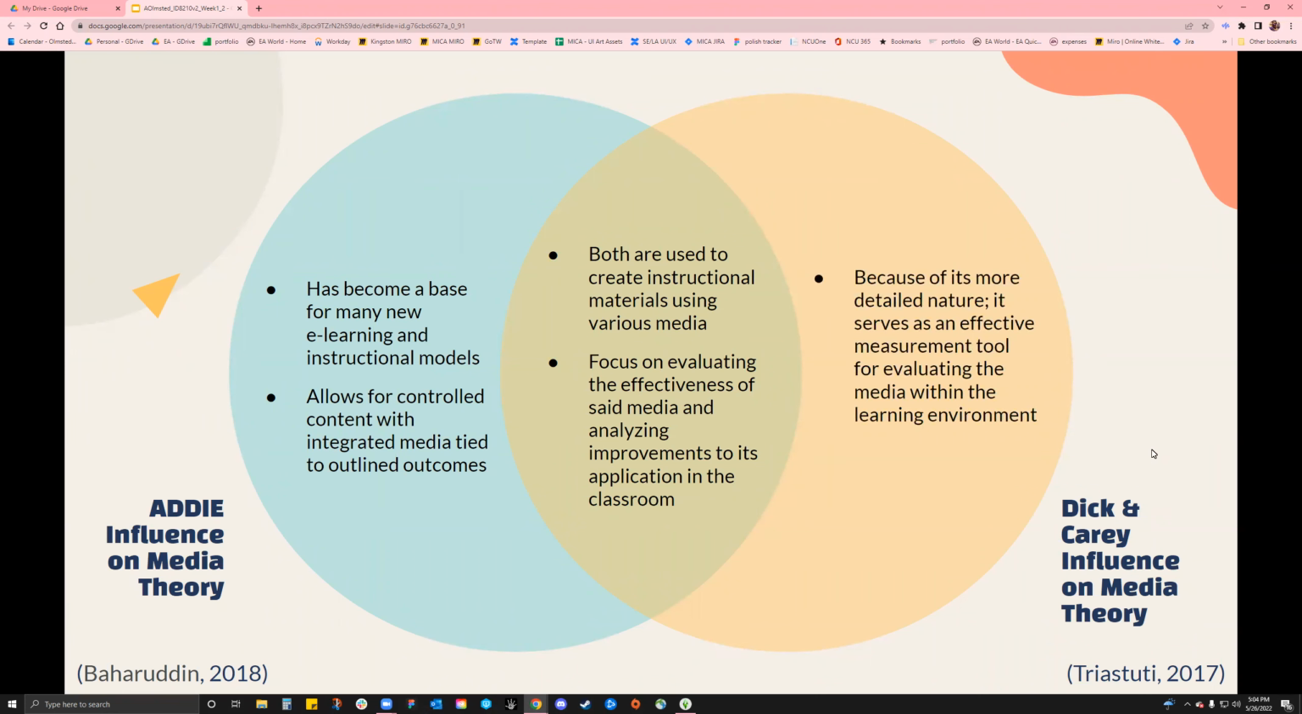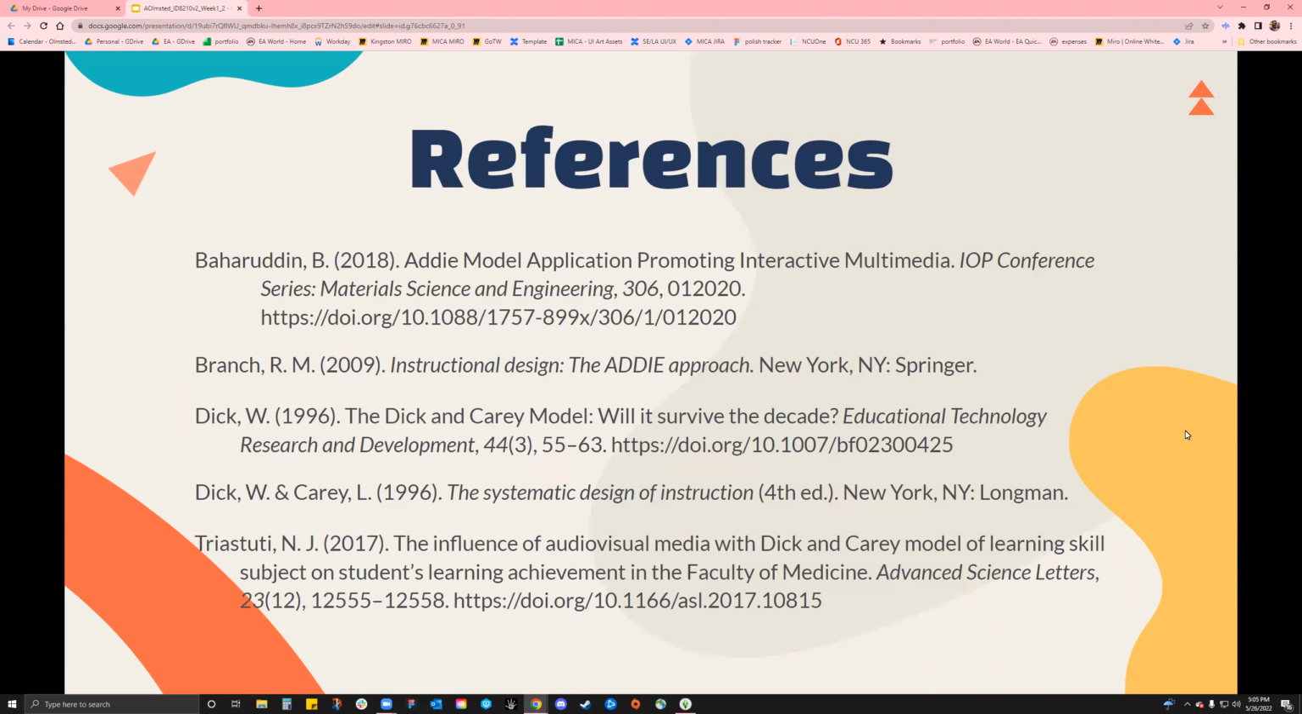As we identified in the previously examined study, because of its more detailed nature, the Dick and Carey model is an effective measurement tool for evaluating a media's effectiveness within the learning environment. And because of its quantitative nature, it also leads well into data-driven design environments for iteratively improving media's application in instructional materials. Triastuti, 2017, and Baharudin, 2018.